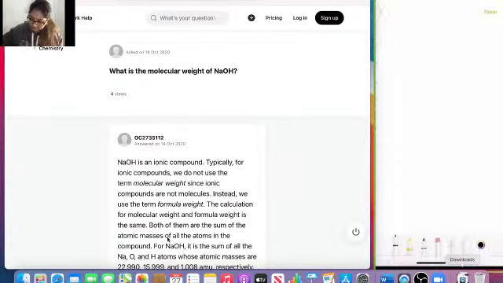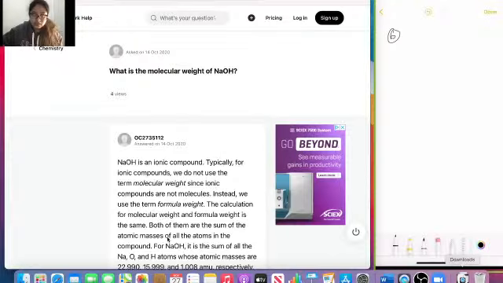Okay, number 6. What is the molecular weight of sodium hydroxide? Sodium hydroxide is an ionic compound. It is a base, so ionic compound, right? It has a hydroxyl group.